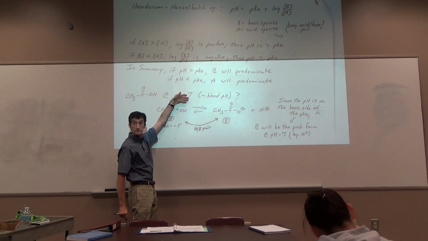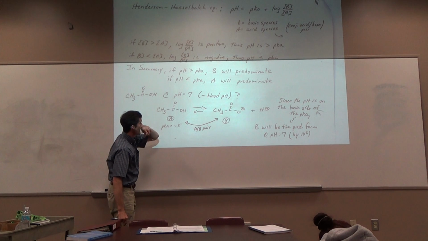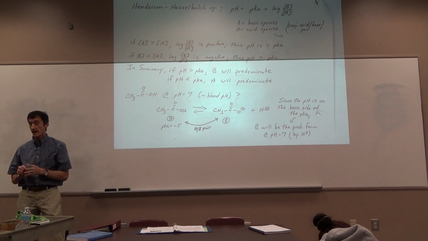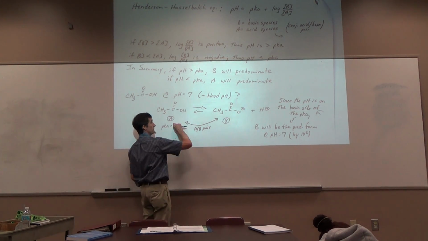7 is on the high side. Right? Okay. Now, is the high side the basic side or the acidic side? Basic. The higher the pH, the more basic. The high side is basic. Your basic species is going to predominate.